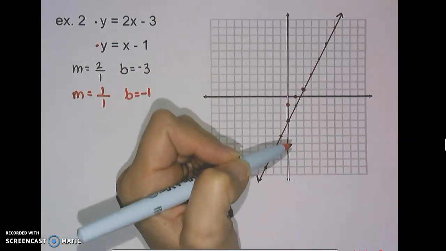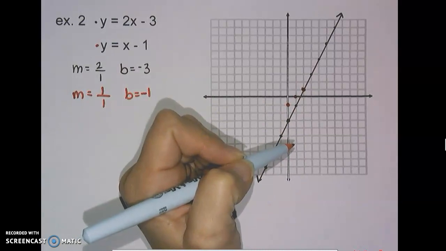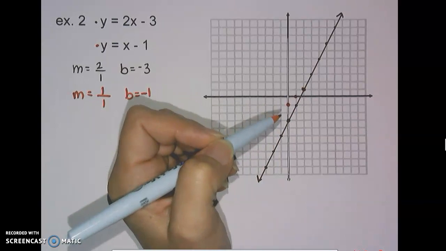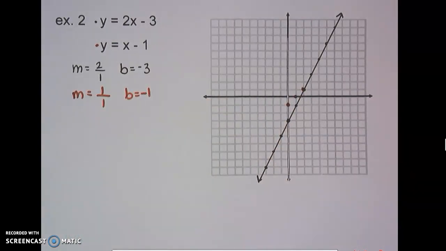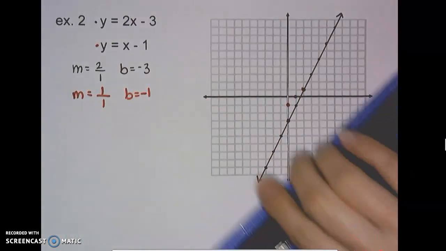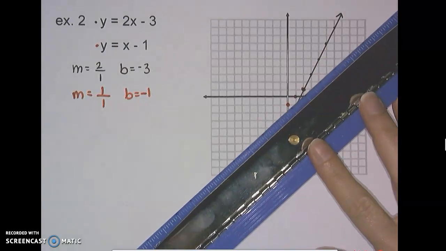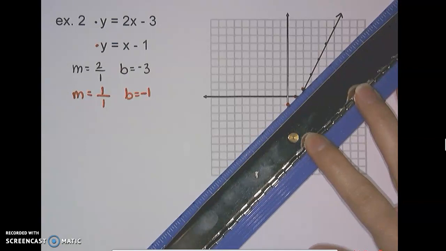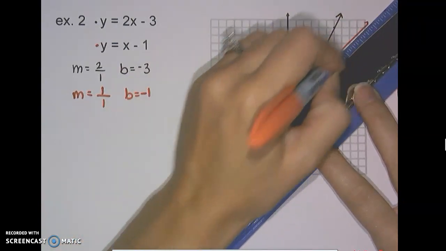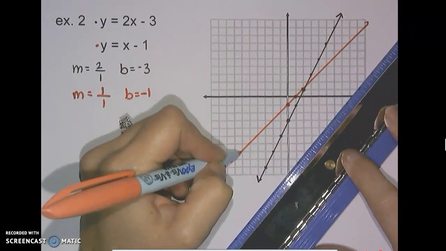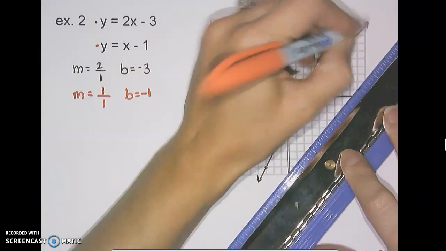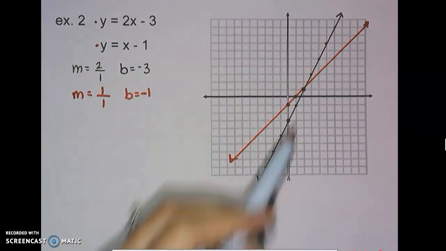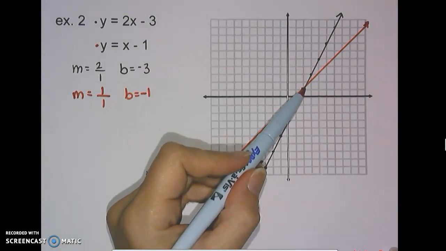For the second equation, when you go to graph that, you need to have enough points to make your line, but you also need to figure out that point that they have in common and where they're going to cross. So we'll put down our ruler here and connect our dots. And they crossed right here at this point. They both had this point right here in common.